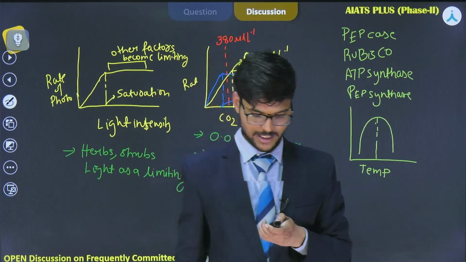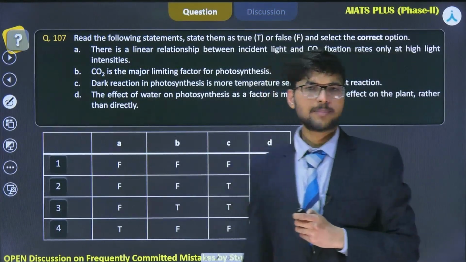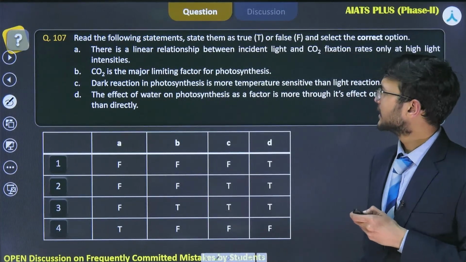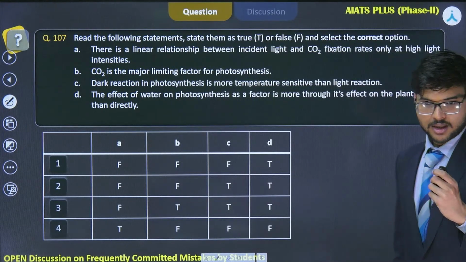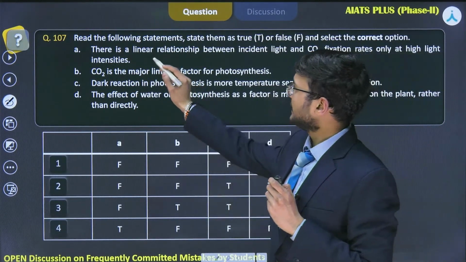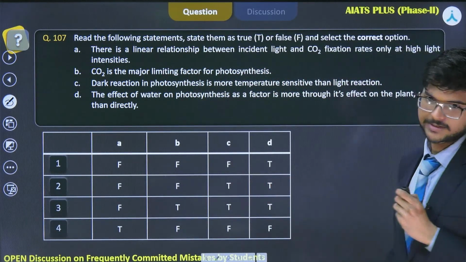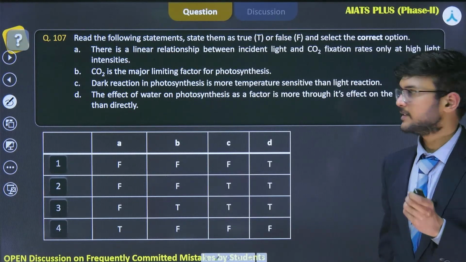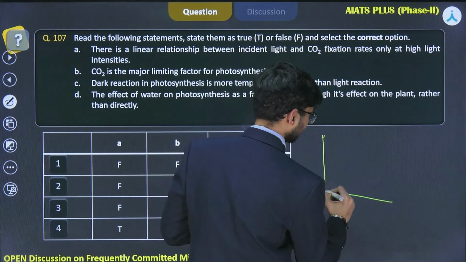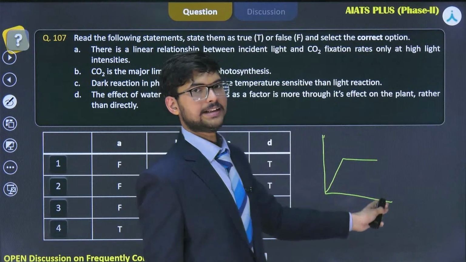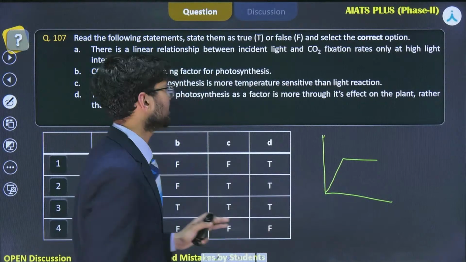Okay. So let's try and solve the question that was asked on the previous slide. Question number 107. Read the following statements, state them as true or false, and select the correct option. So try to answer the first option, that is, there is a linear relationship between incident light and carbon dioxide fixation rate only at high light intensity. Okay. At high light intensity you will find saturation, right? Even if you increase the light intensity and carbon dioxide, you will find that there is no effect. Okay, so this option is incorrect.